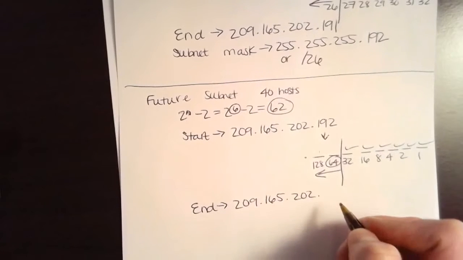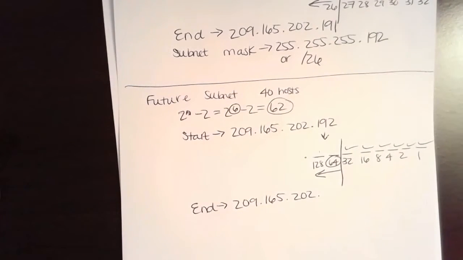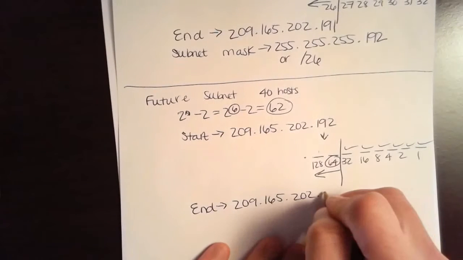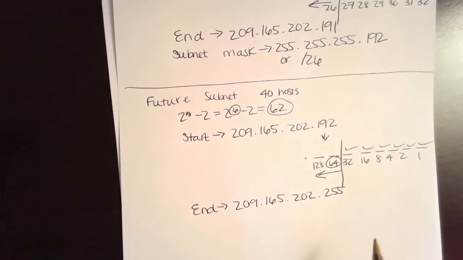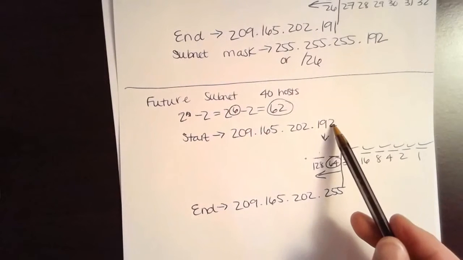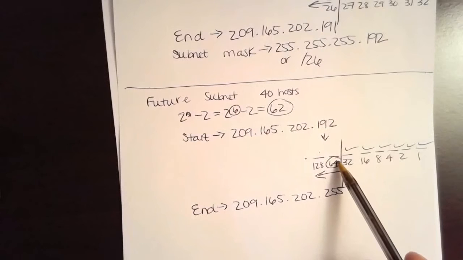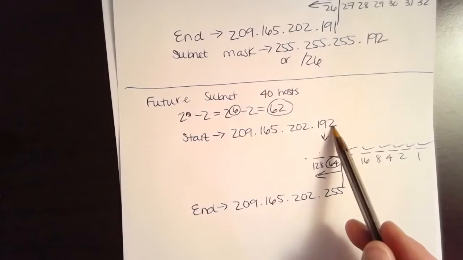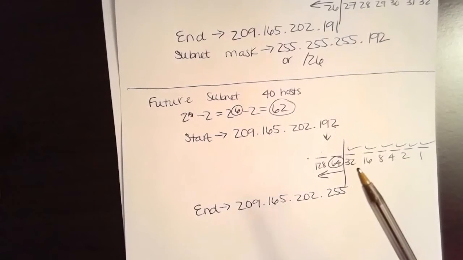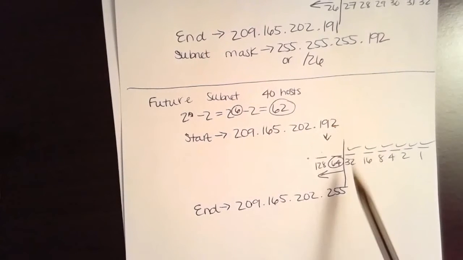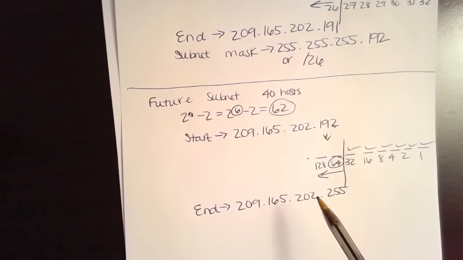209.165.202. It could be 255. Okay, so again, if you include that first number, remember you can't just outright add 64 to this. You could add one less than that because you have to include this one, just like our first one, 0 to 127 is 128 addresses. Same thing, 192 to 255 is 64 addresses. And you can do it out on your fingers if you don't believe me.